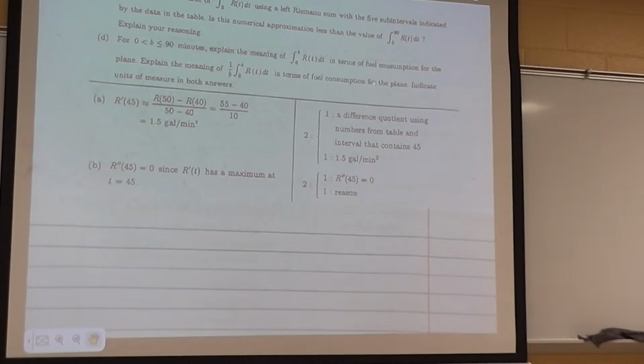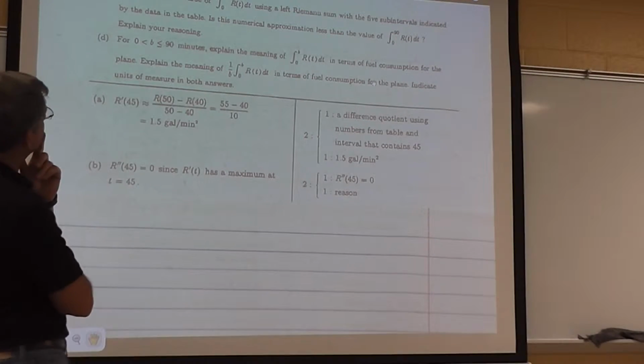That one's definitely a concept question. The fact that you got the second derivative of 45 to be 0, you earned a point. Bank it. If you got a correct reason, now, anybody need me to kind of explain why? Okay, that's fine.